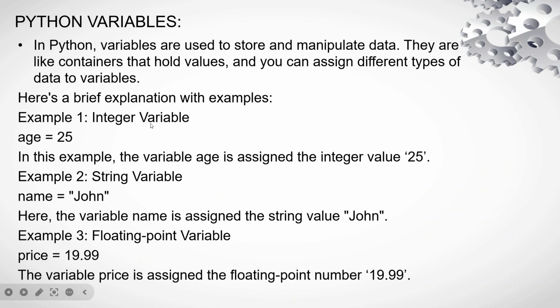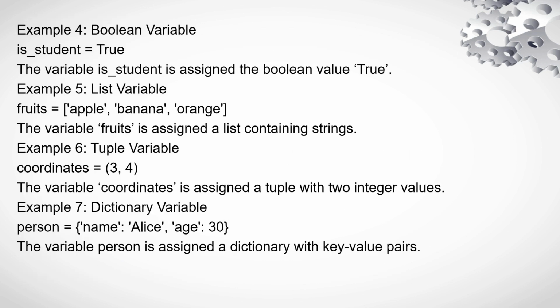First one, integer variable. If we assign integers to any variable, we use it in this way. In the example, the variable age is assigned the value 25. String variable means assigning names, like John for example. Here the variable name is assigned the string value John. Floating point variables mean point values. Here we assign the price variable a floating point number. Boolean variable. Here it is either true or false. We assigned is_student in the example.